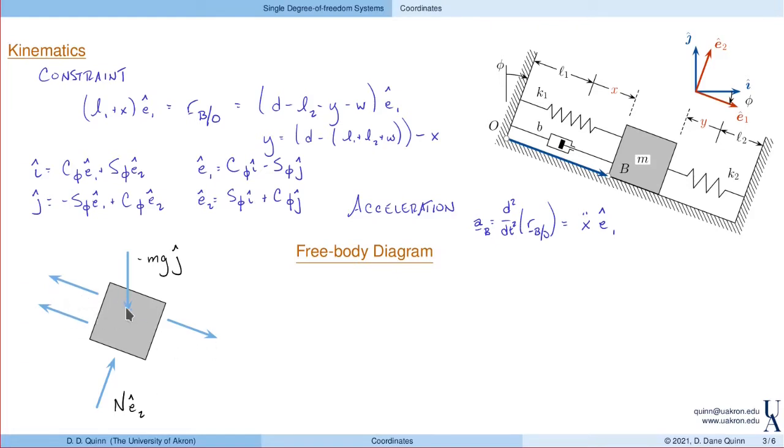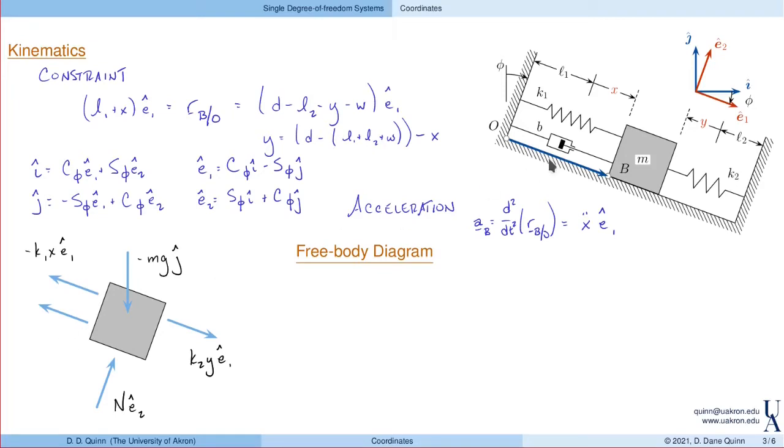Now we have the forces due to the springs and the damper. So let's look at K1 first. Spring 1 is going to be minus K1 times the stretch, which was, of course, x, in the E2 direction. Here, because y was defined positive in the minus E1 direction, this force is going to be K2 y in the plus E1 direction.